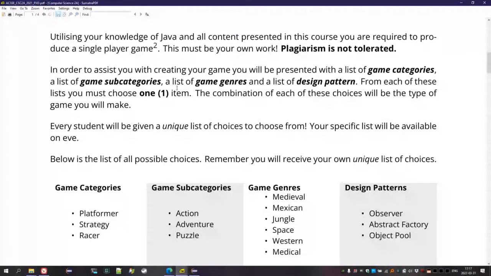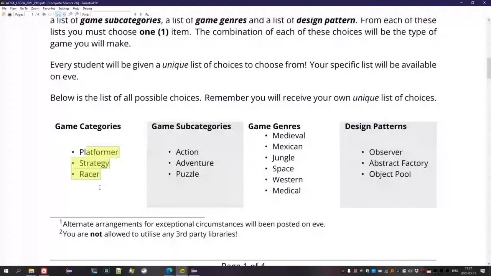What those could be is you're going to have to choose a category for the game. You're going to have to choose a subcategory. You're going to have to choose a genre, and then you're going to have to choose design patterns to pair along with what you get. So your combination will obviously be unique to you, your choices, and then you have to pick one for each of those categories. So that's first part of your design. What are you going to build?